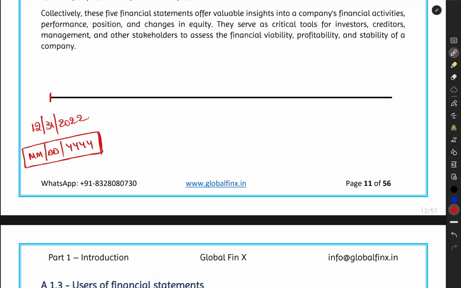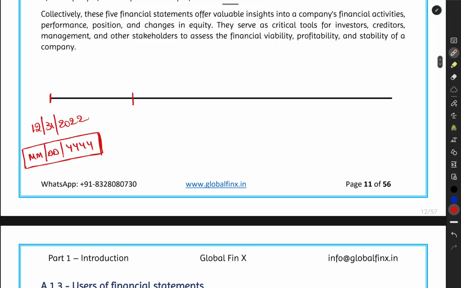Oh my god, there are a lot of final adjustments that are required after the end of the financial year. So let's say they took 2 months to do all these assessments, evaluations, measurements, verifications, and all that stuff. And let's say on 10th of February 2023, they were able to finally prepare the balance sheet and P&L. Prepare financial statements on 10th of February. They were able to prepare the financial statements.